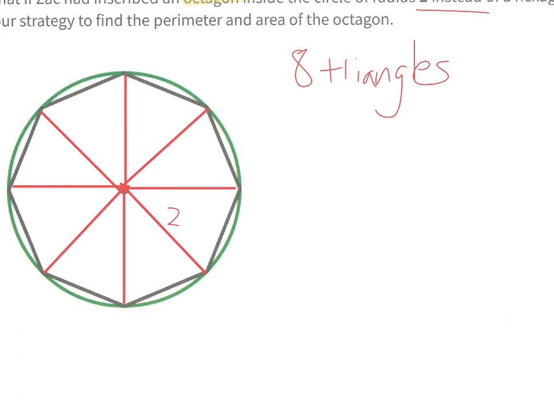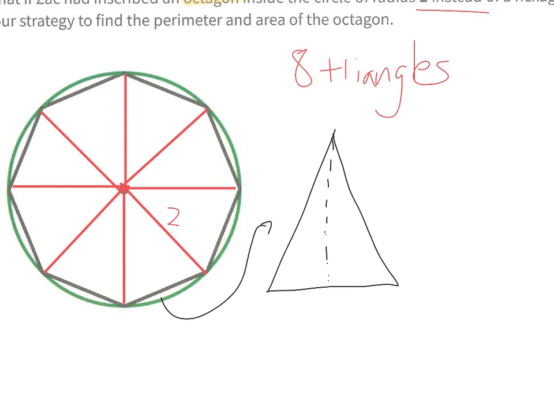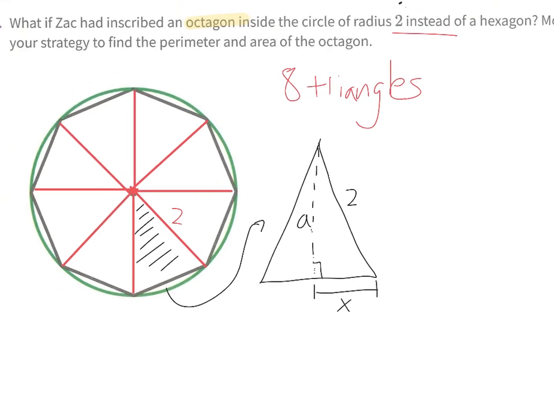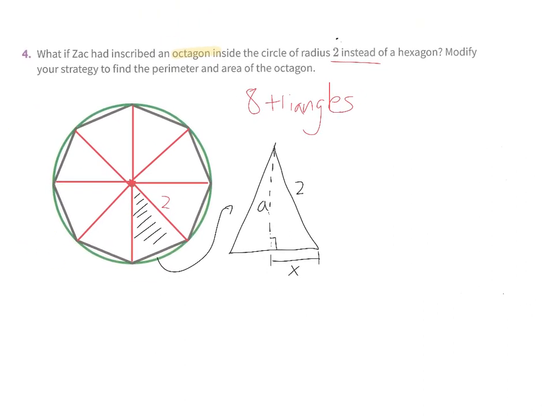So what we're going to do is take one of these triangles, and whenever we're doing this, it's real helpful to draw a large version of one of these triangles, one of these kind of pieces of pie, and we'll label it as we go. All right, so if we take this triangle and blow it up, we get this. Now we're going to need to find a couple pieces here. We need to find this half side, and we're going to need to find this altitude here. We'll call it A. And those will help us find the area of the triangle and then the area of the whole polygon and the perimeter as well.